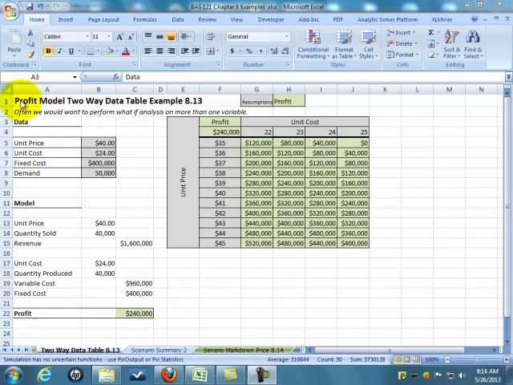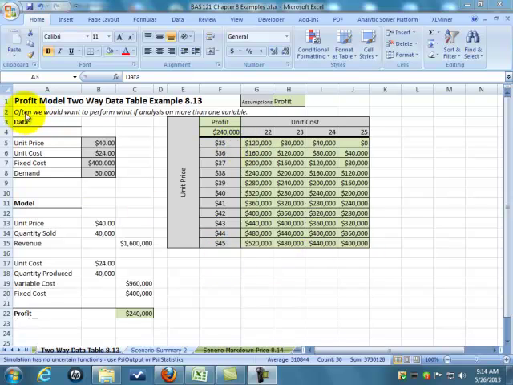Welcome to BIS 121. We're going to look at a profit model and some two-way analysis sensitivities. It's example 8.13. They do a one-way, and I'm going to show you the two-way because if you can do the two-way, you can do the one-way. And most of the time, I think it's more beneficial to do the two-way anyways.